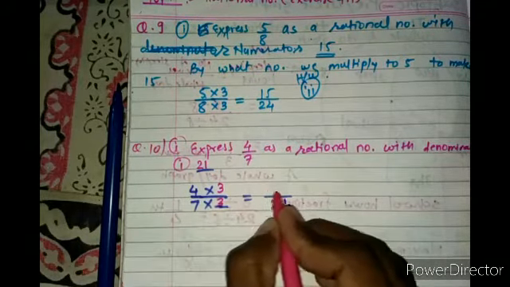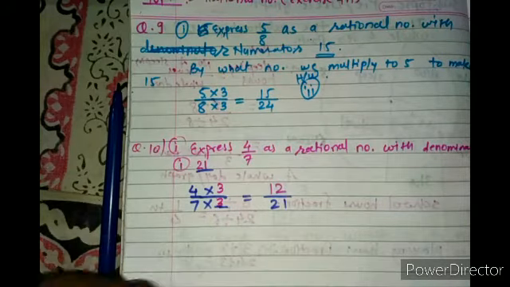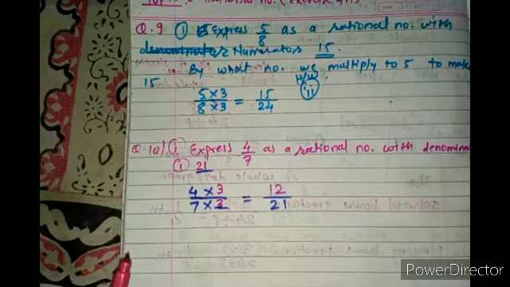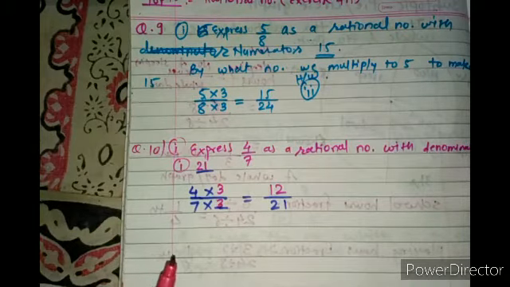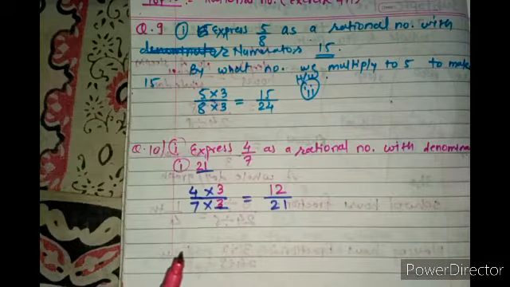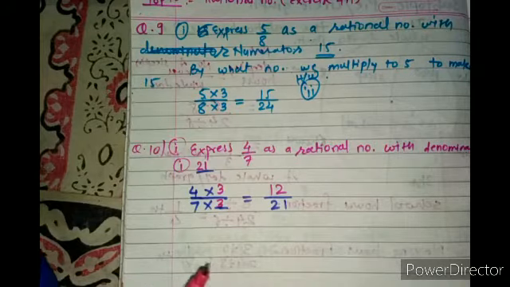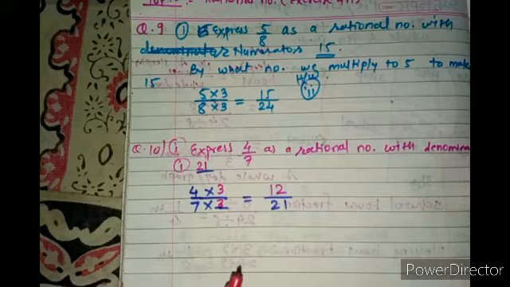Now 4 3s are 12. So these are very, very simple examples. On the basis of this you will be able to solve examples 11, 12, 13 and 14. Just there are negative signs. Whenever there are negative signs and we want a negative numerator or denominator, we have to take it like that. That rule I have mentioned there.